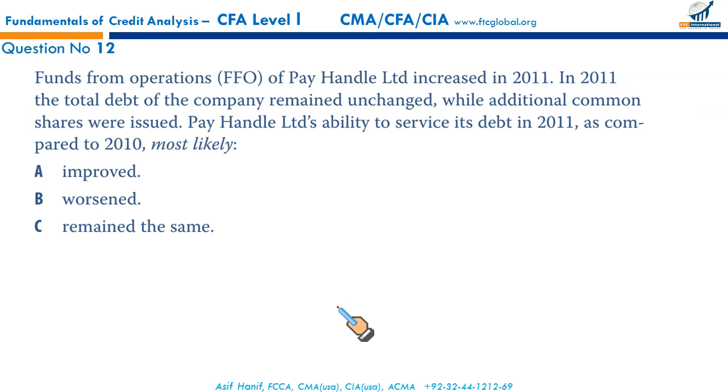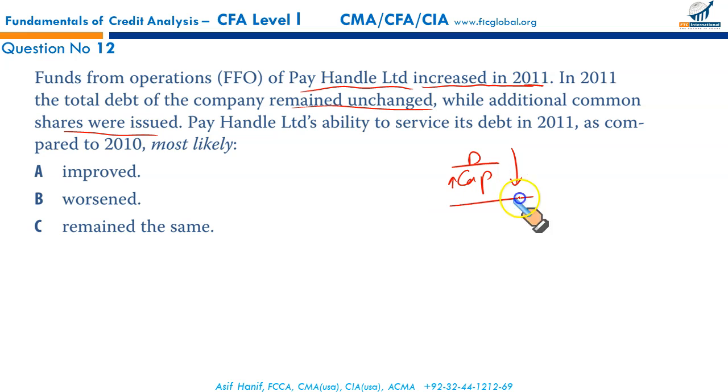Next, funds from operations of Pay Handle Limited increased in 2011. Good thing. In 2011, the total debt of the company remained unchanged, while additional common shares were issued. What does it mean? Debt stayed the same, common shares were issued, so it means the debt to capital ratio improved. It's now lowered because the denominator is bigger and the numerator had stayed the same, so lower is better. Pay Handle Limited's ability to service its debt in 2011 as compared to 2010 most likely has improved.